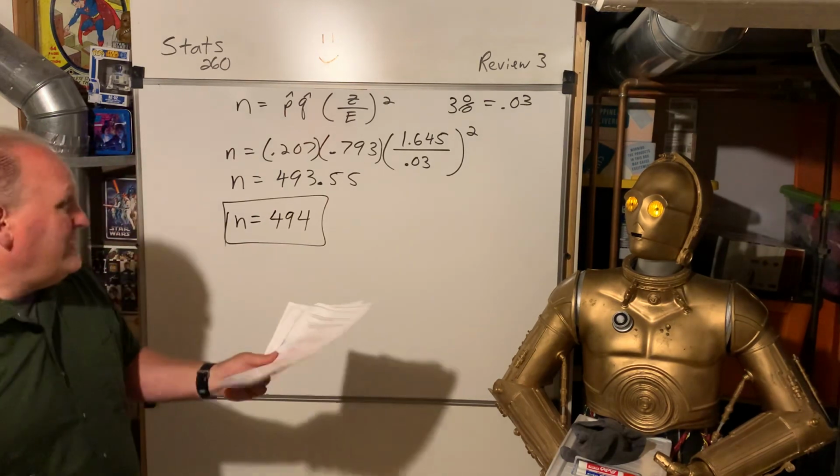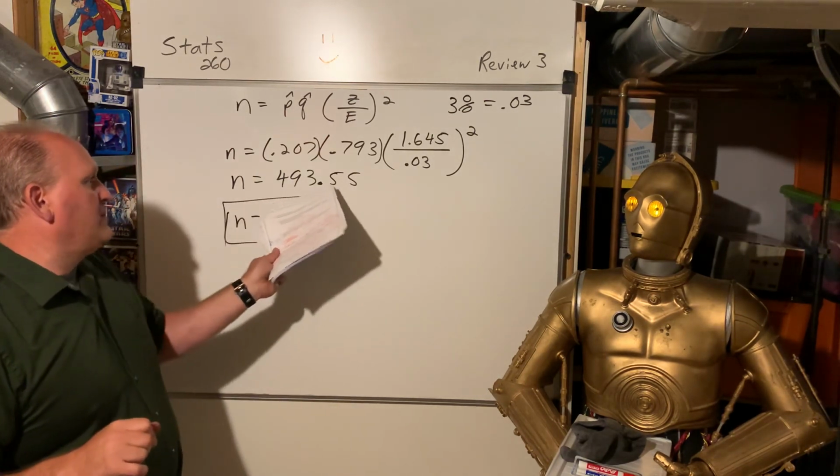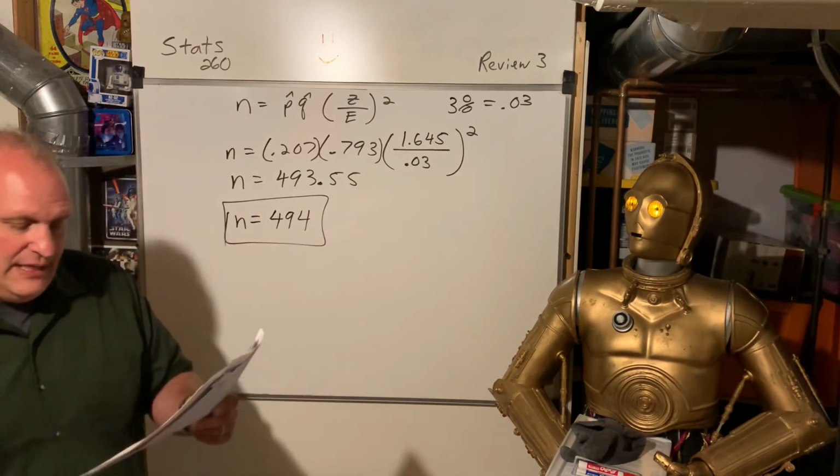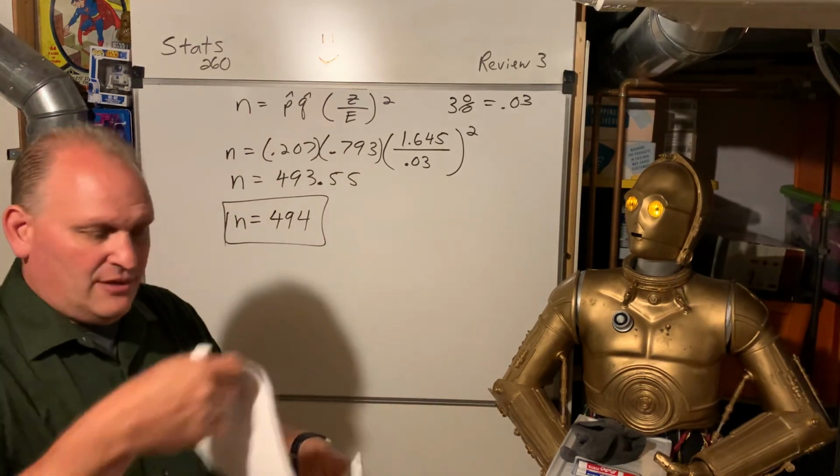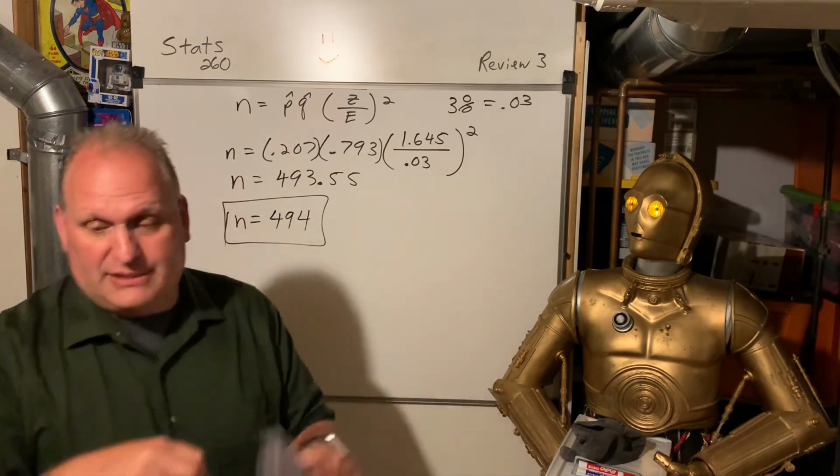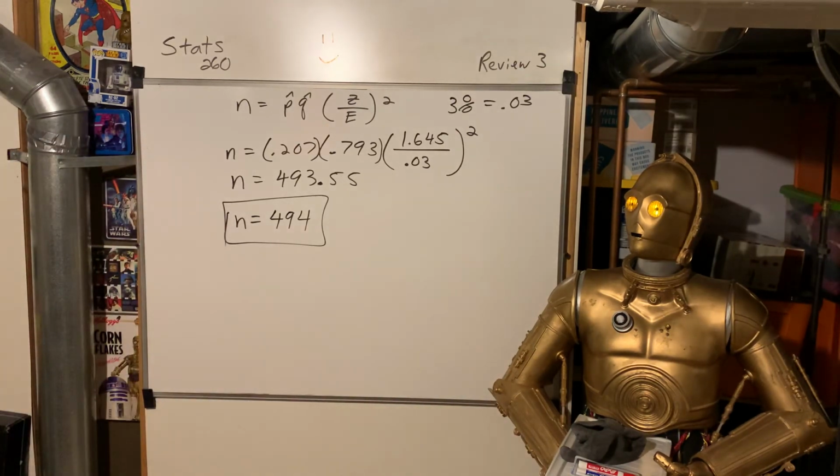Okay. So even if it was 493.1, we would still take it up to 494, because the higher the number, the more the accuracy. All right. So that was page 1 and 2 on the review.